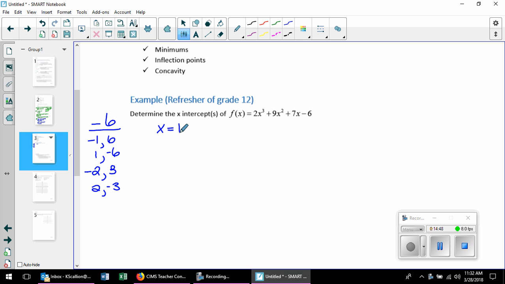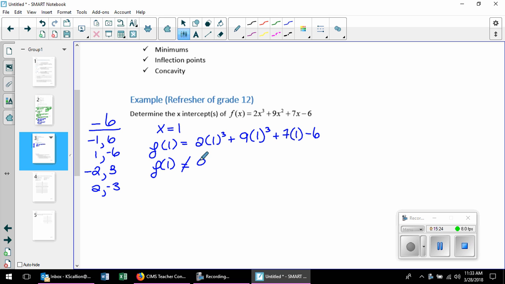Perfect. If I substitute 1 in there for x, so f of 1 is... So we know that that's not going to work. So that doesn't equal 0. What's another one? Pick another one. So you need a negative, right? There's too many positives in there.